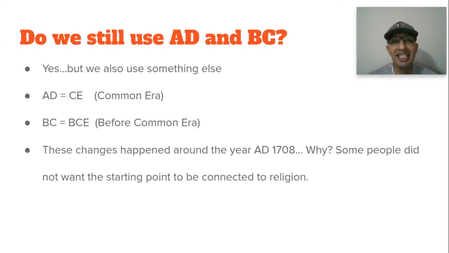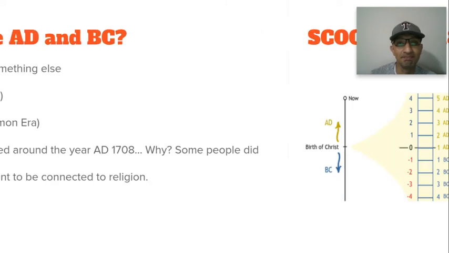Do we still use AD and BC? Yes, we do. But we also use something else. AD is also known as CE, which refers to Common Era, and BC is also known as BCE, which refers to Before Common Era. Now, these changes happened around the year AD 1708. People didn't want to connect religion to the starting point, so they changed AD to CE and BC to BCE.